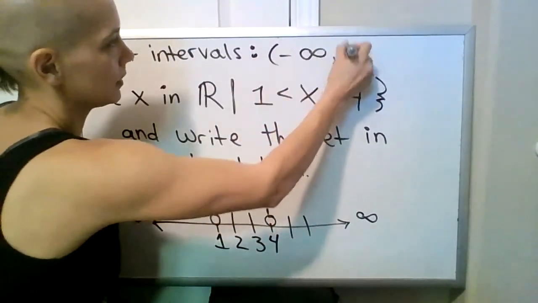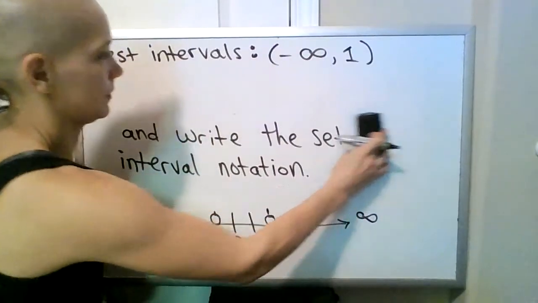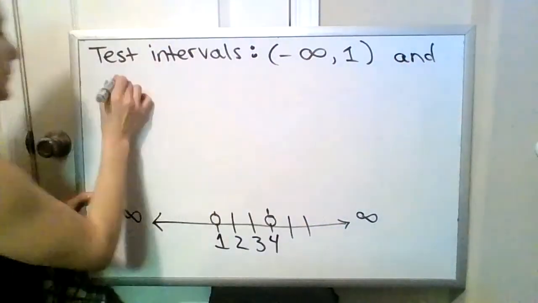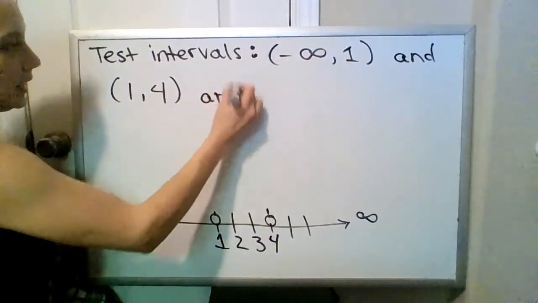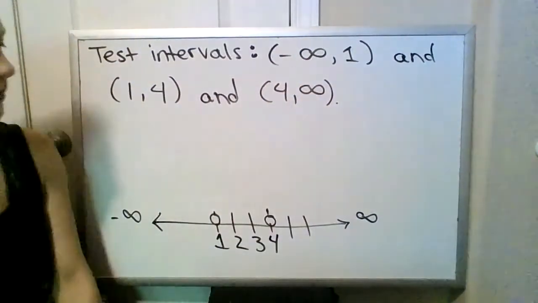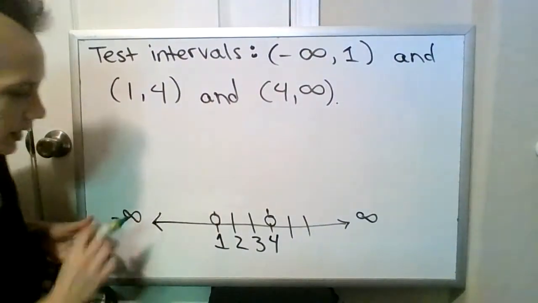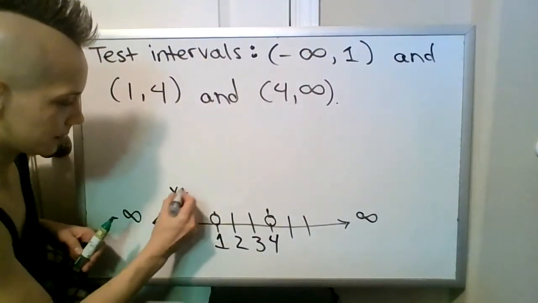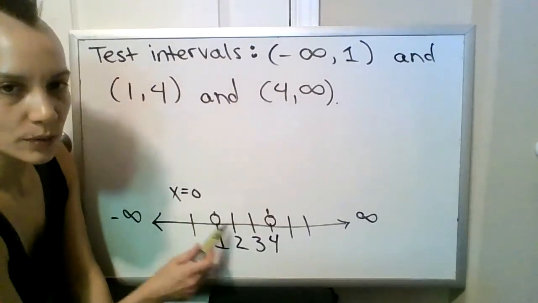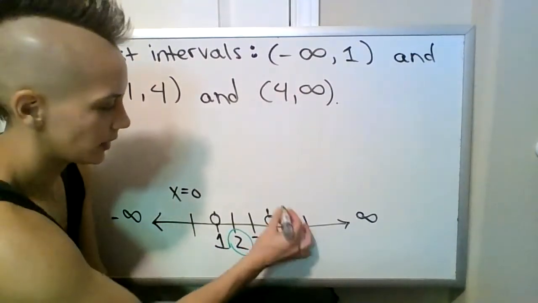This one. I'm going to go between 1 and 4. And from 4 over to infinity. So we need 3 test points. Let's use x equals 0. Here, we're not going to use 1. We're going to pick something between 1 and 4, like let's try 2. And then we'll put in x equals 5.